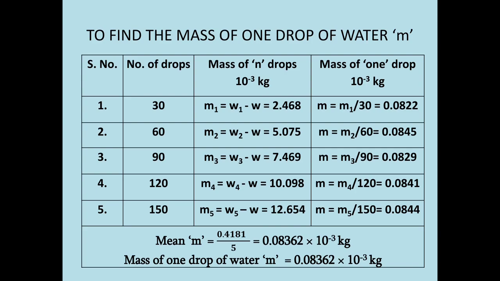In the next column, the obtained answers are divided by 30, 60, 90, 120 and 150 to get the mass of one drop of water. In the last column, you can see the mass of one drop of water is very consistent. The result is consistent. So the average is 0.08362 into 10 power minus 3 kg.